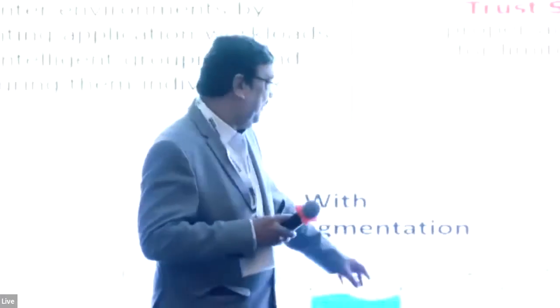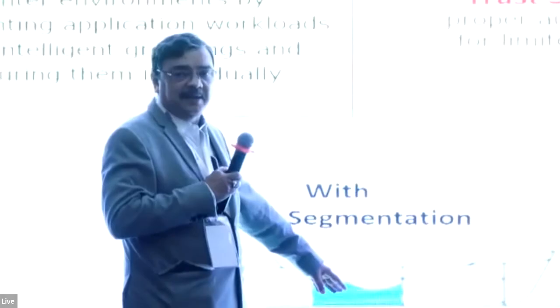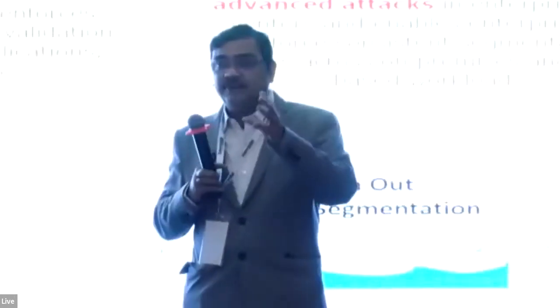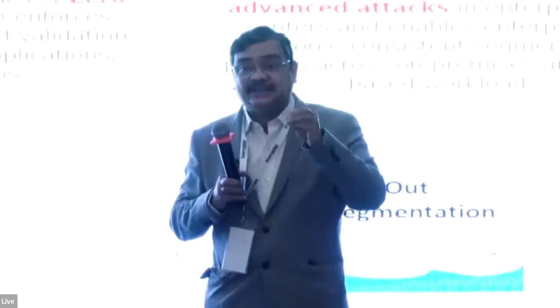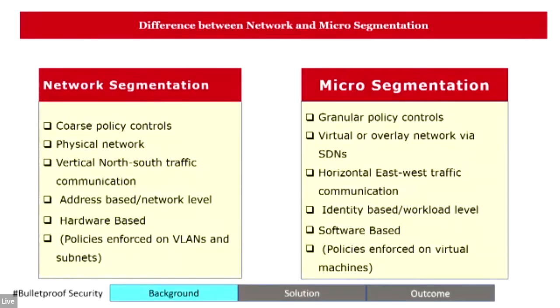This is the pictorial view: if it is micro-segmented, then you can have this segmentation. And this is without that. Without micro-segmentation, you cannot have this controller, gateway and agent. So this is the difference between the two.